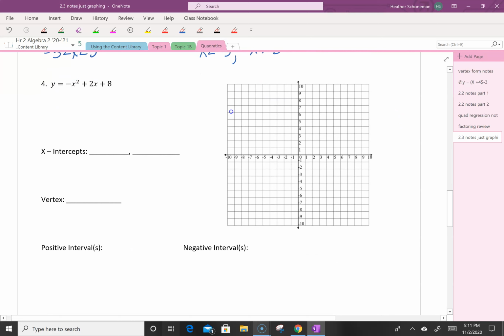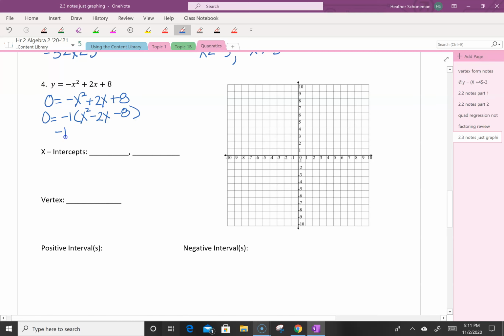So first, to find the x-intercepts, I'm going to plug in 0 for y, and then I need to solve it by factoring. Again, I can't factor it with a leading coefficient negative, so I'm going to take out the negative 1, and that is essentially dividing every term by negative 1, which changes the sign. So I have positive x squared minus 2x minus 8.